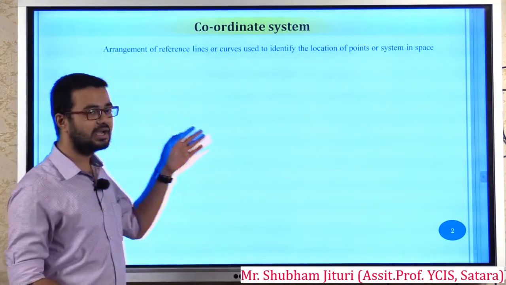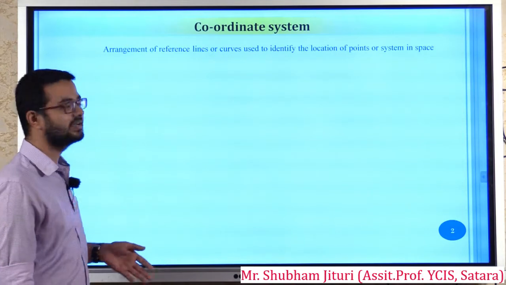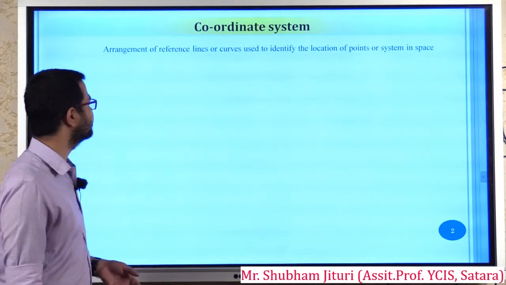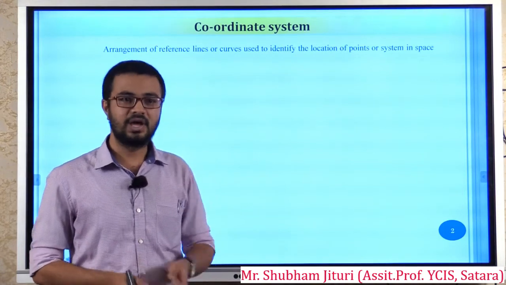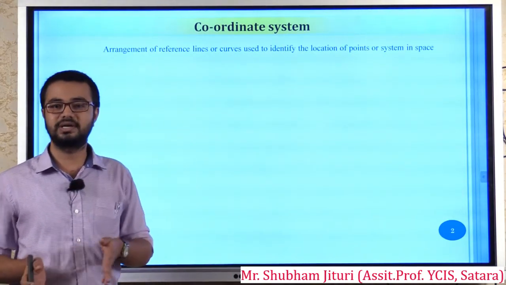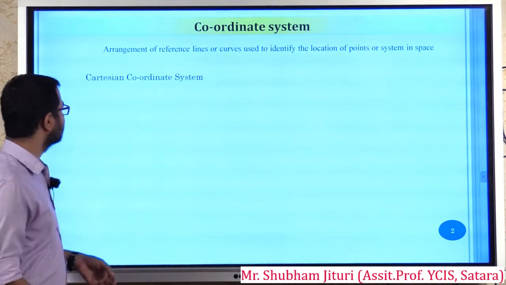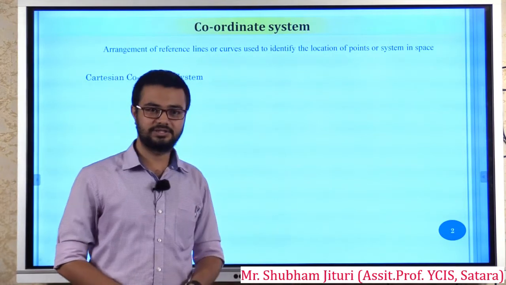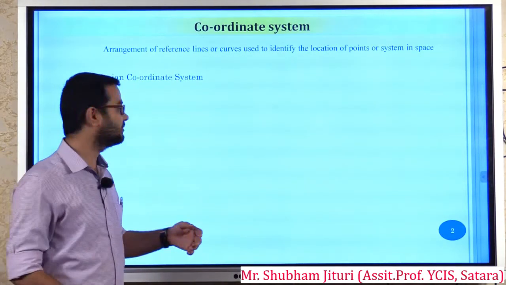A coordinate system is an arrangement of reference lines or curves to identify the location of a point or a system. Coordinate systems are used to locate the position of a point in space. In 11th standard you already learned the Cartesian coordinate system, and I am just taking an overview of what you learned.